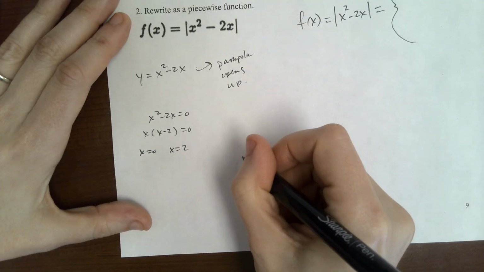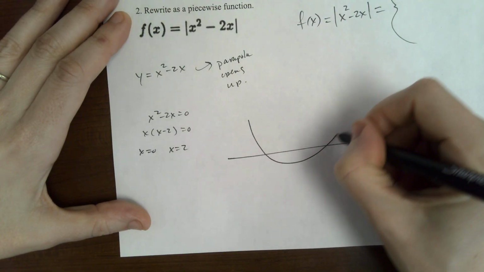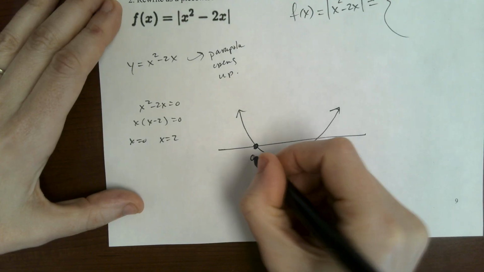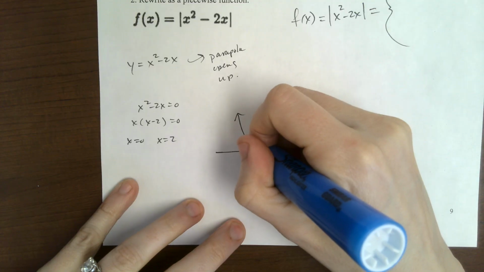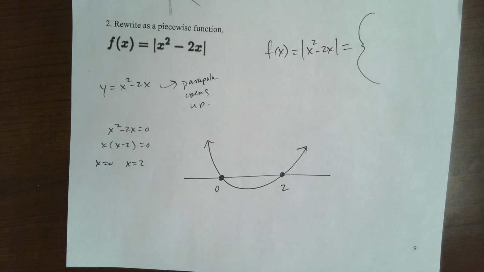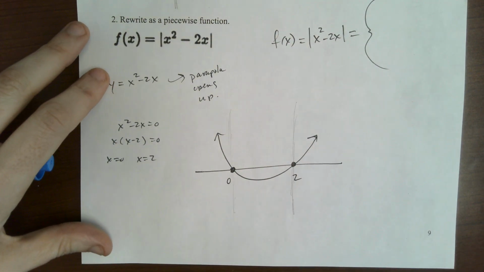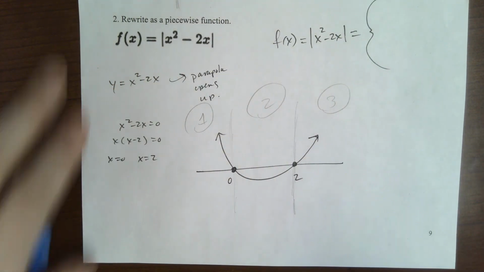So that means my parabola opens up and it crosses the x-axis twice. Okay, so if it's opening up and crossing twice, it has to look like this. So this is where I'd have 0. This is where I'd have 2. Now, for the absolute value sketch, guys, let me split it up into sections. So we've got 3 sections. I'll say this is the first section, second section, third section.